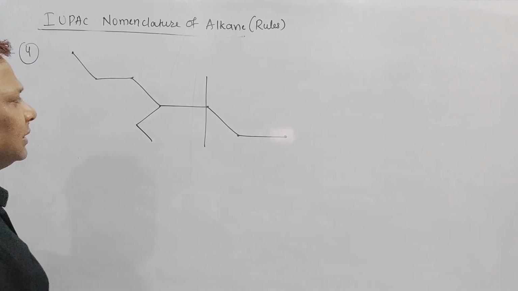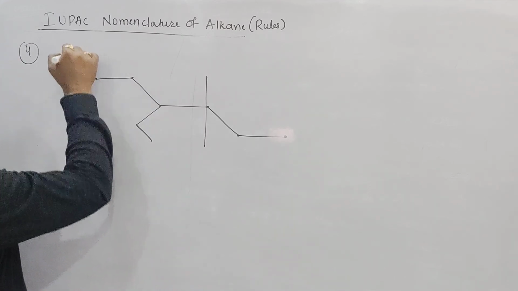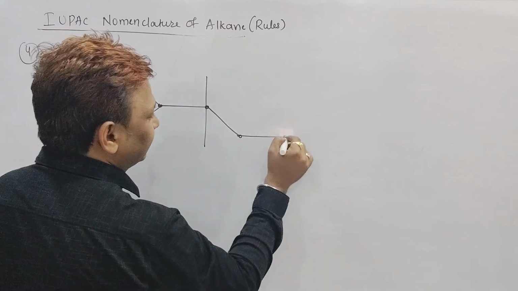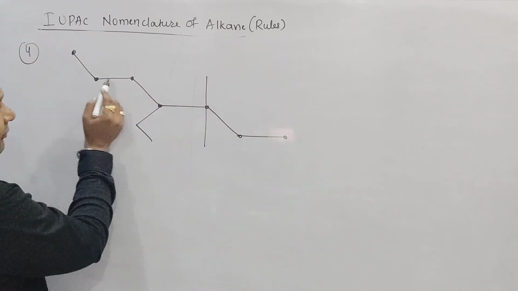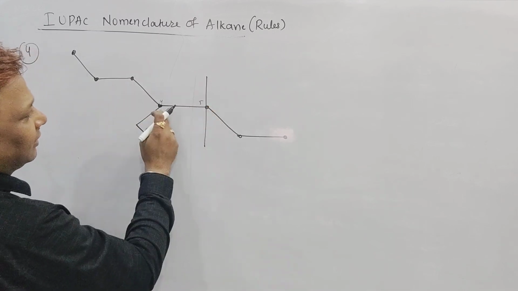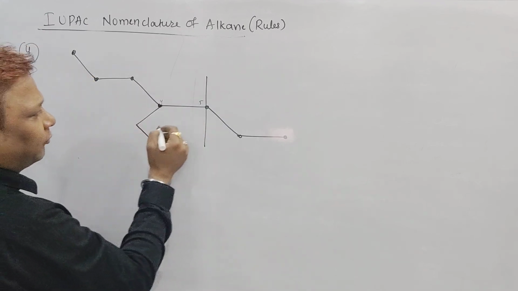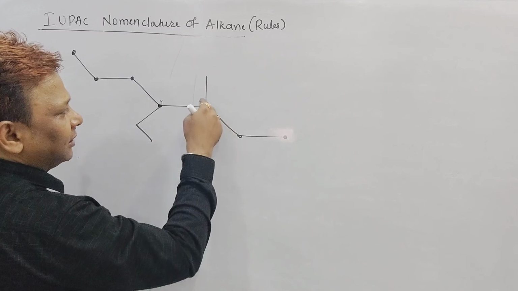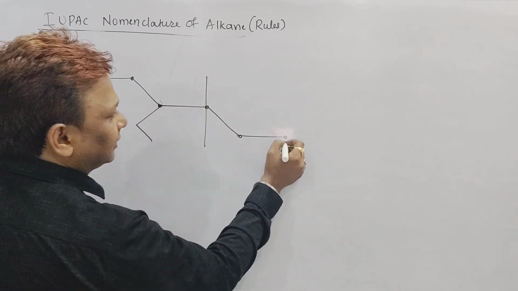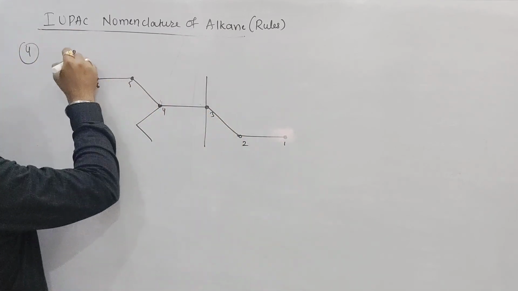Do one thing, beta: selection of the longest chain of carbon should be there. It is 1, 2, 3, 4, 5, 6, 7 carbons. If I give the numbering from here, one substituent is on 4 and the others on 5 and 5. 5 plus 5 is 10, 10 plus 4 is 14. So it is better to give the numbering from here: 1, 2, 3, 4, 5, 6 and 7.